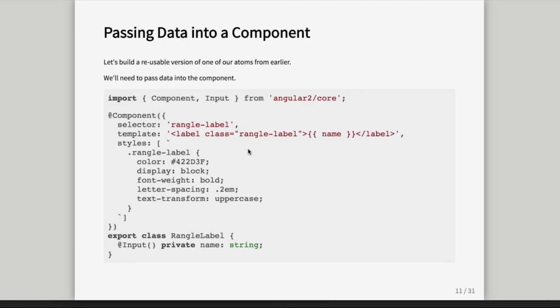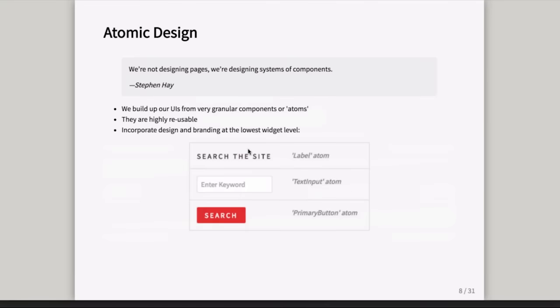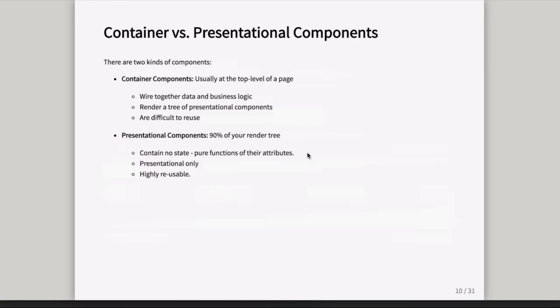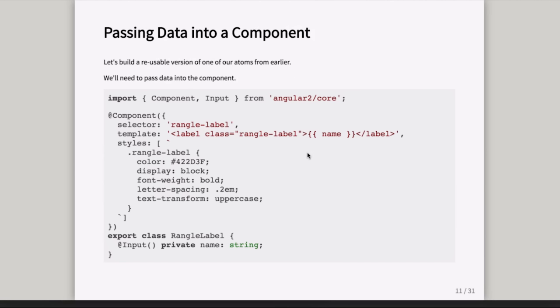So let's take a look at one of these atoms from earlier, the label atom. This is a very simple component, but we do need to be able to pass some data into it in order to make it properly reusable. Unlike in Angular 1, things in Angular 2 are very strongly encapsulated to begin with. There's no hierarchy of scopes where you can implicitly pass data around. You have to be very explicit about what's flowing into your component and what's flowing out of it.